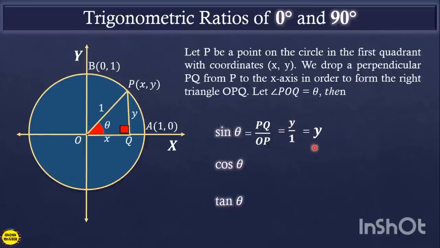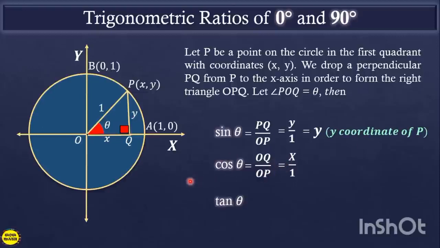And your y is your y coordinate of P. So, para makuha mo daw po yung sine mo, ibig sabihin, y coordinate po siya. Okay? Ulitin ko po, para makuha po yung sine, y coordinate po siya. Para makuha naman yung cosine, yan po ay x over 1. Bakit x over 1?